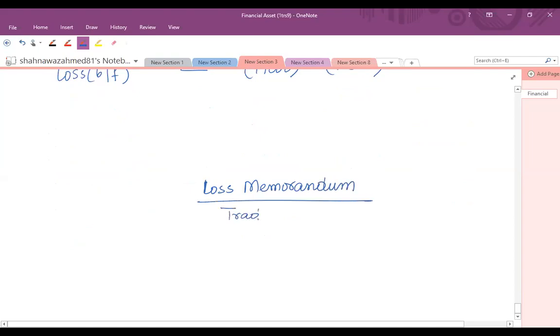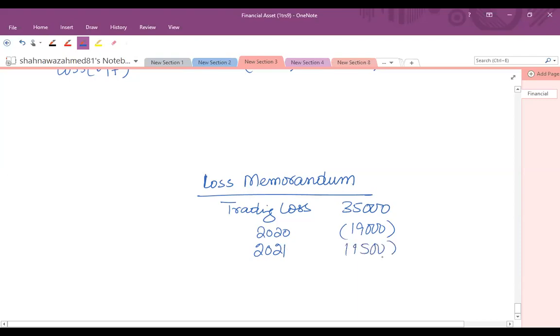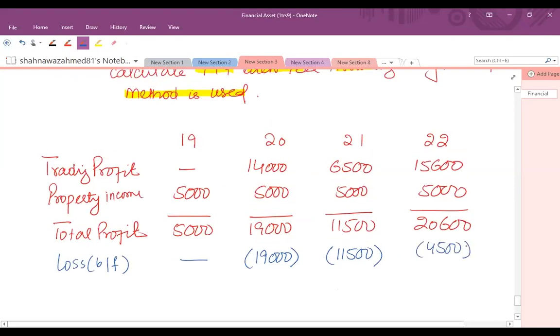And we have trading loss of 35,000 relieved in the tax year 2020, and that is 19,000 first, and then 2021 we have 11,500. So in this way total loss relieved is 30,500, and in the subsequent period 4,500 is relieved. So the remaining amount available is TTP, as there is no QCD available. 5,000, this is nil, and this is 16,100.